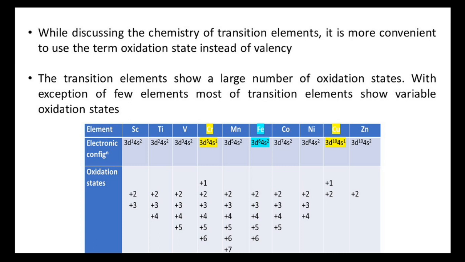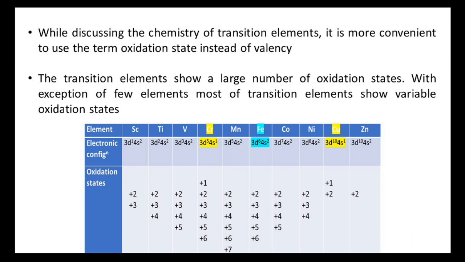In scandium, plus 2 is the lower oxidation state. The plus 2 oxidation state is equal to the loss of 2 4s electrons, or involvement of 2 4s electrons in the bond formation. Then plus 3 is due to the involvement of 2 4s electrons and 1 d electron in the bond formation. The same thing we can explain for titanium and vanadium and for chromium. In chromium, plus 1 oxidation state is due to the involvement of 4s electrons in the bond formation.